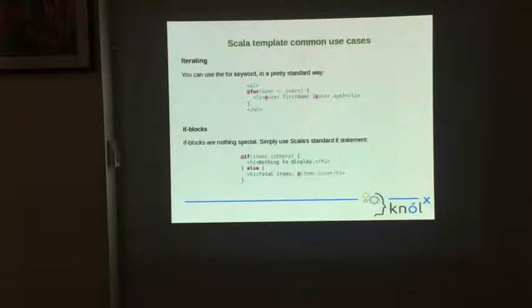Let's see some common use cases of Scala templates. You can apply your Scala code in your template, like for iterating. You can use the for loop to access your list of values. Like here we render the user dot first name from the list of users in your tag alignment and the user dot age.